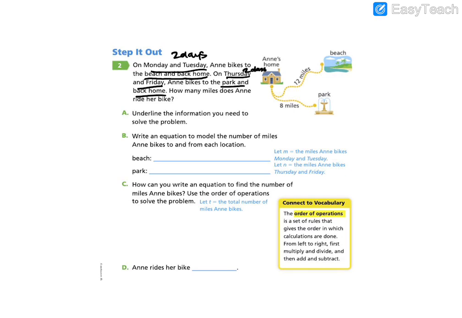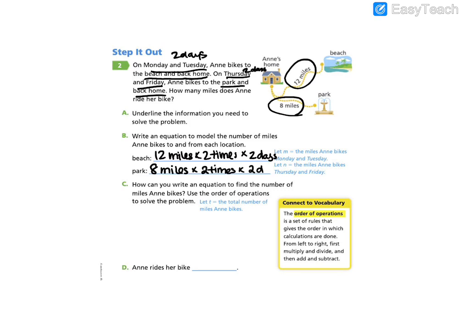So we need to write equations for the number of miles she rides her bike. So to the beach, she rides to the beach and home. So it's 12 miles 2 ways, right? So she rides 12 miles 2 times over the course of 2 days. For the park, she rides 8 miles. Again, she has to ride those miles 2 times because she's going there and back. And she also does that over the course of 2 days. And that's it.